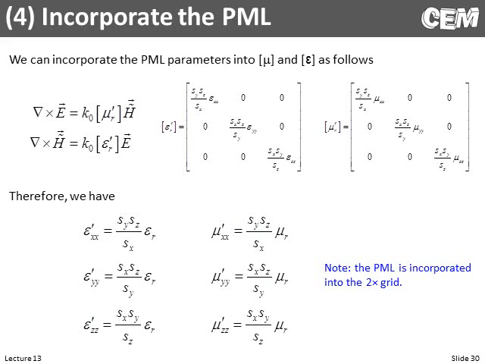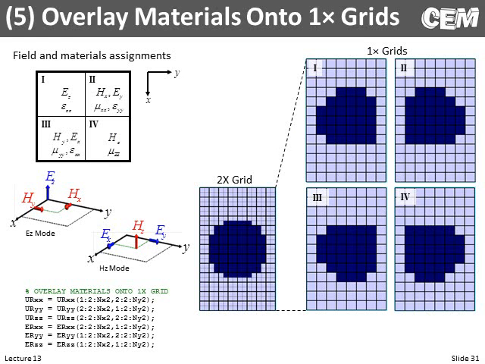And I like to calculate the PML on the 2x grid and incorporate it there. That way, we don't need to think about where the PML parameters need to be for the different components because they're in different physical locations. So I usually build a device on the 2x grid, incorporate the PML, and then parse it down to the 1x grid. So in fact, that's the next step. Incorporate the PMLs, then we parse it down to the 1x grid. And we talked about that earlier.